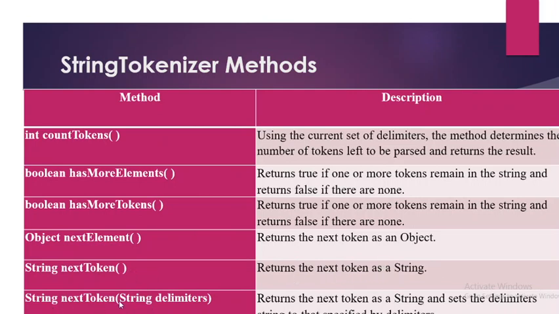String nextToken(String delimiters) returns the next token as a string and sets the delimiter string to that specified by delimiters. So here it will give you the next token as a string, and here you can specify the delimiter as an argument. So these are the methods related to the StringTokenizer. Let us see how to use the StringTokenizer class and how to use these methods.